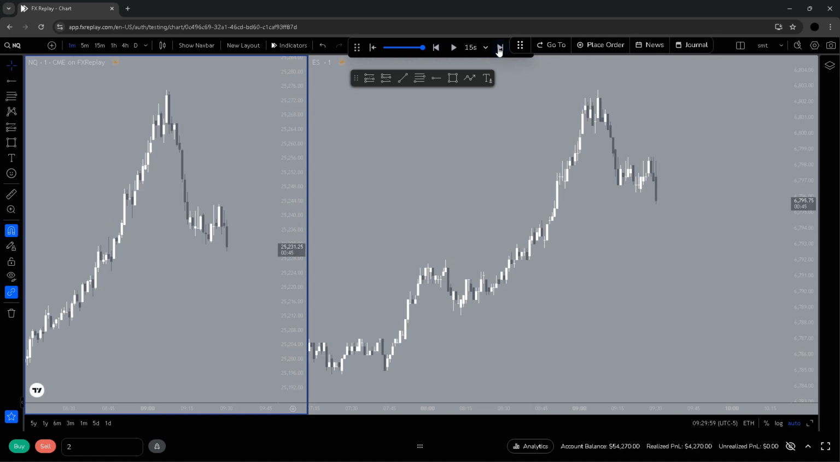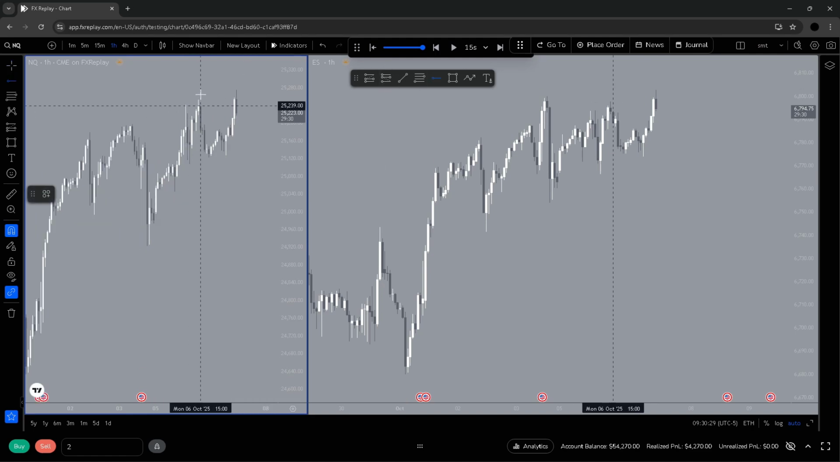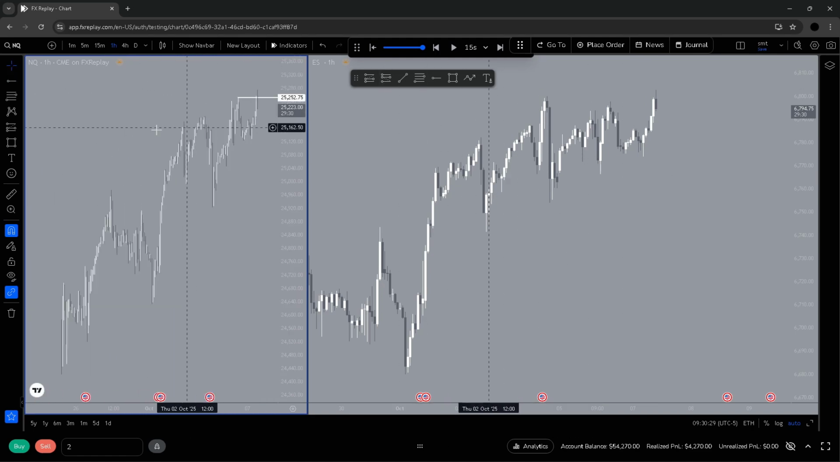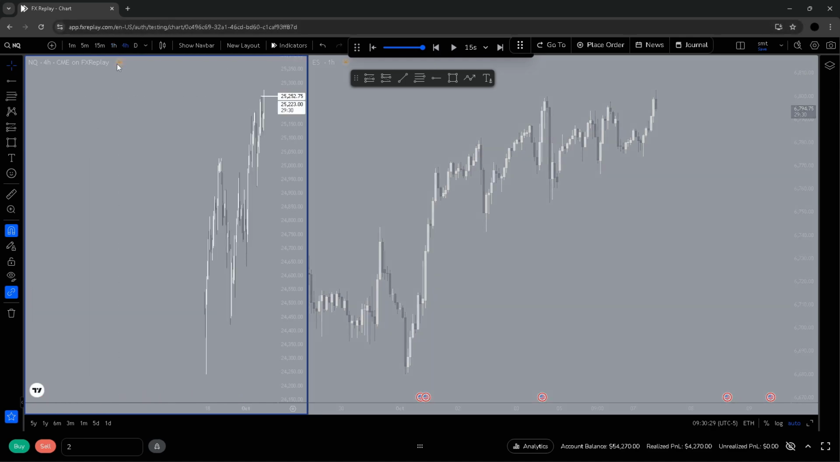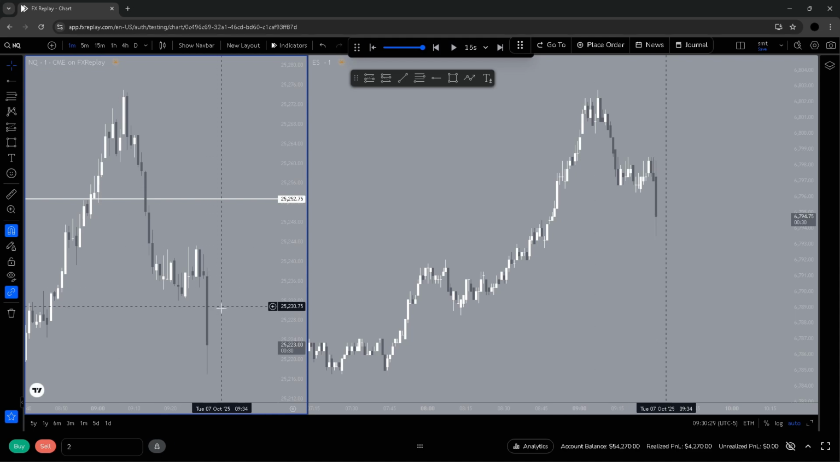So let's see what happens. So we displaced lower off rip. So let's check the higher time frames and see what we can spot. So we've got manipulation at the external high. Is that all-time highs? Yes. So we're at all-time highs right here.